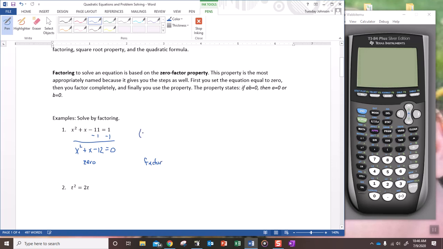To factor x squared, we will have x times x. We want two numbers that multiply to be negative 12, and they add to be 1. So to multiply to be negative 12, we know they have to have opposite signs, so we'll have 1 and 12, 2 and 6, 3 and 4. One's negative, one's positive. Since the output is positive when you add them, the smaller numbers would have to be the negative ones. And to get a positive 1, we'll use negative 3 and positive 4.